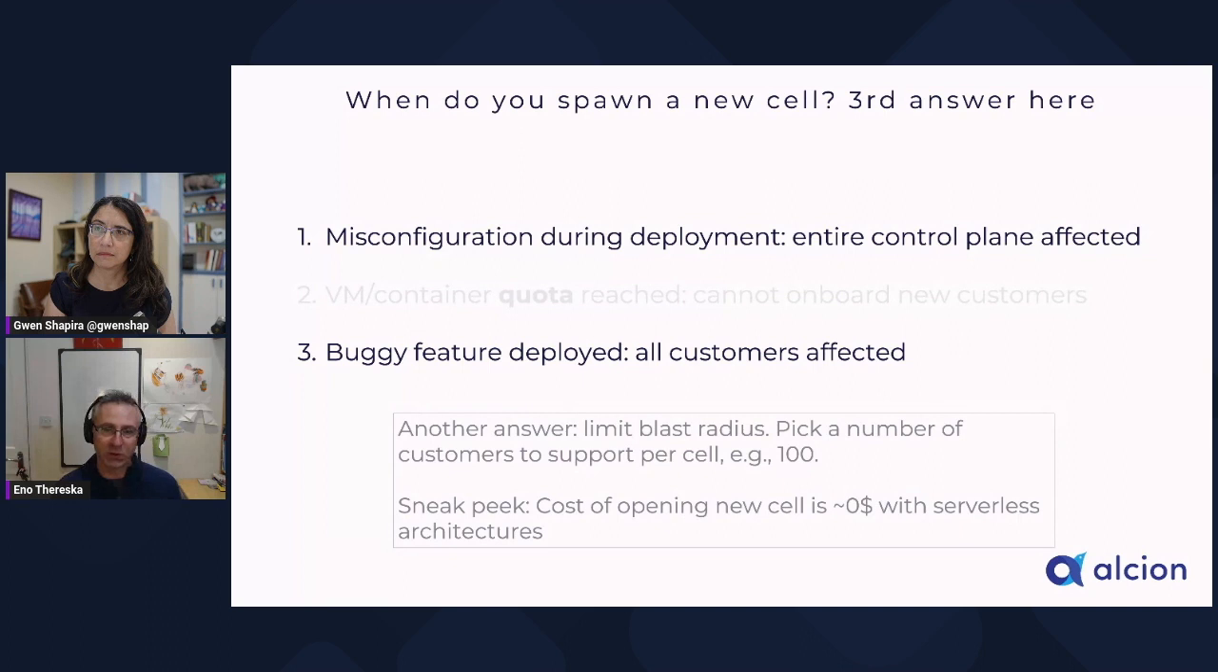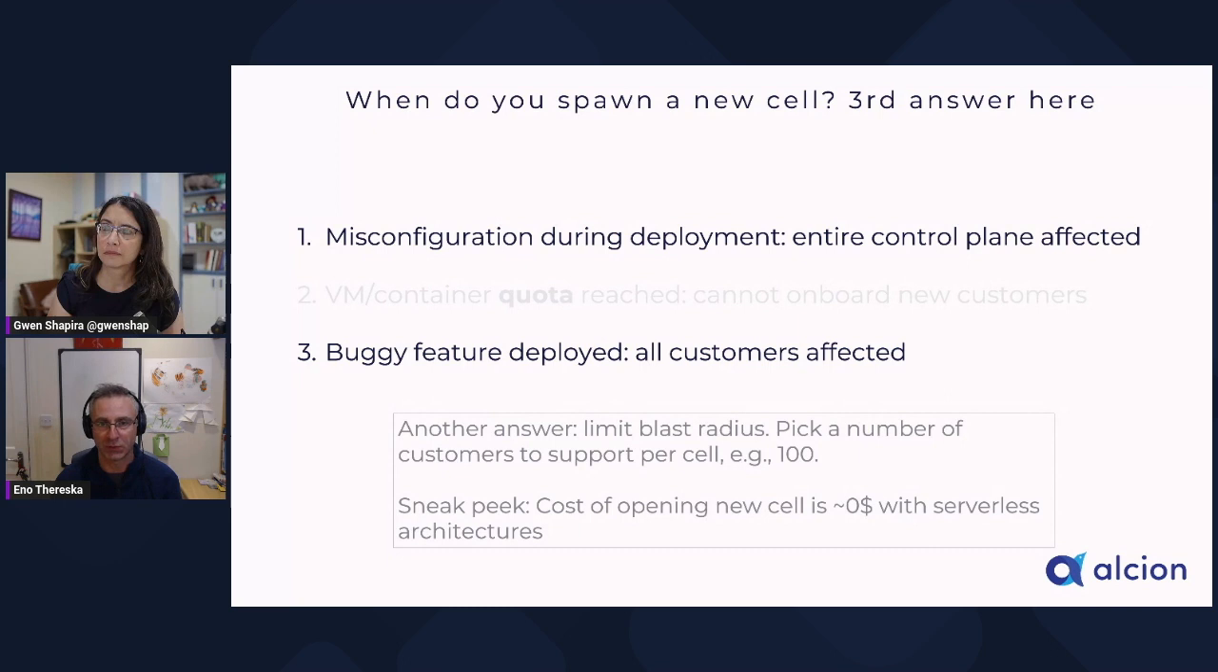But it turns out that the cost of opening new cells is trending towards $0. It's not exactly zero yet. I'll give some examples, but it's getting very cheap to open a new cell. So it's okay if you decide you're only going to support 100 customers per cell. If you don't feel comfortable with having more customers per cell, it's okay to say 100 and then just start some new cells.